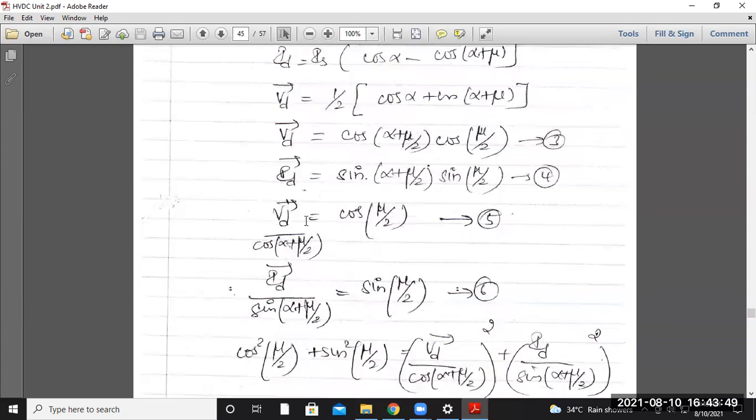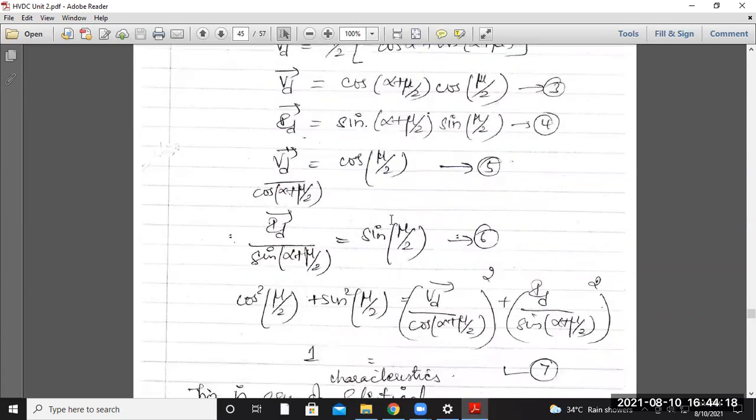So from there, if you write this cos alpha plus mu divided by 2 in the denominator, you will get VD divided by cos alpha plus mu divided by 2 equal to cos mu upon 2. That is the equation. In a similar manner, when you write equation 4, it will become ID vector divided by sine alpha plus mu divided by 2 equal to sine mu upon 2. Okay, from there you will get.